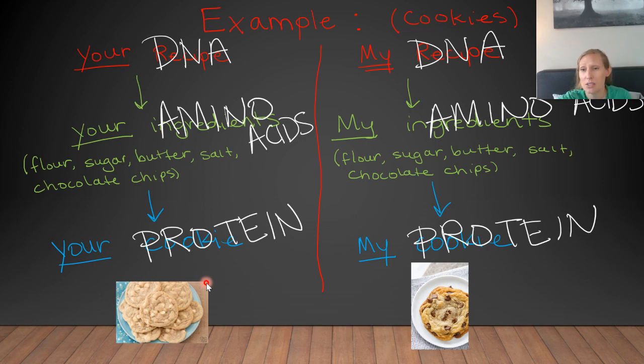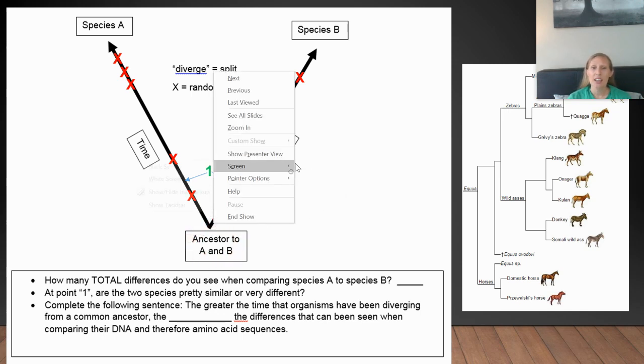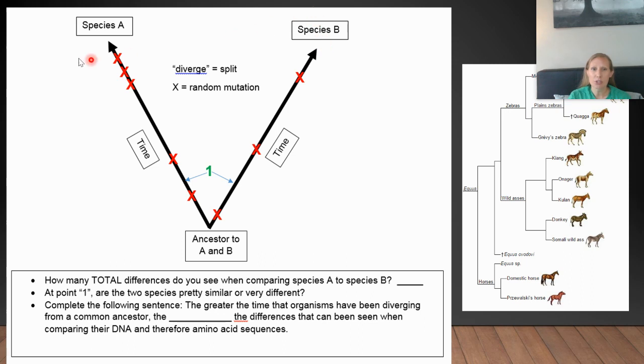Now, that's how we can tell the difference between me and you. Your DNA is different from mine, but how do we apply that to different species on this planet? So, look at this example. We know that over time we have an ancestor species, and it can give rise to different species.